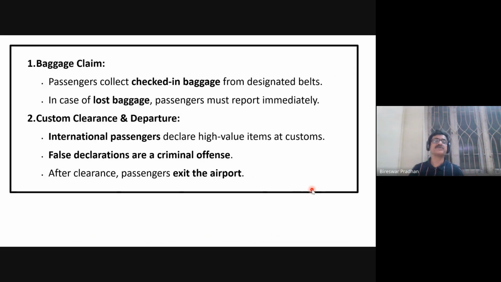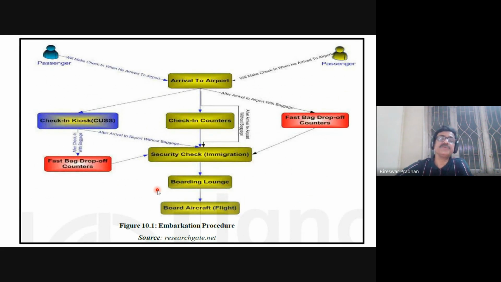Now, baggage claim. Passengers collect checked-in baggage from the designated belt. In case of lost baggage, the passenger must report immediately. Customs clearance and departure: international passengers declare high-value items at customs. False declarations are a criminal offense. After clearance, passengers exit the airport. Now, this is the passenger's arrival at the airport, checking at the kiosks, baggage, security check, boarding the lounge, and boarding the aircraft.